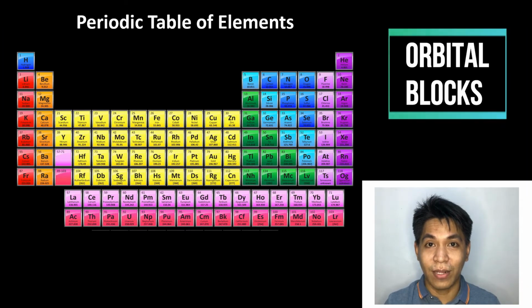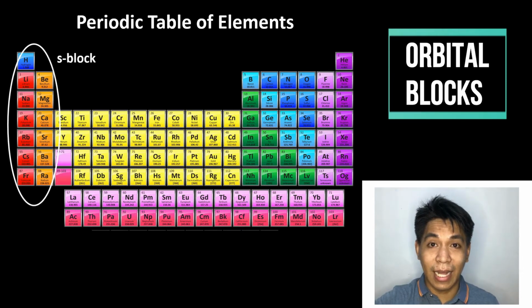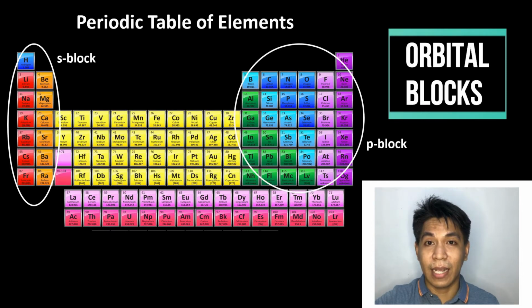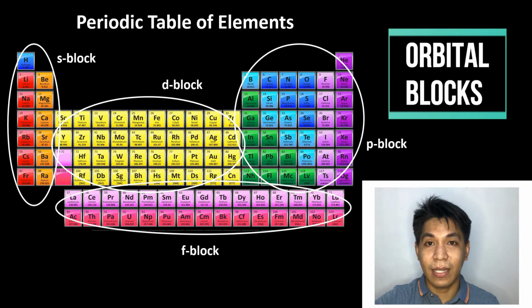If you are going to write all the electron configurations of all the elements, you will notice that the elements on this side have the s orbital as the last orbital in their electron configurations. The elements on this side have p orbital as the last orbital in their electron configuration. These elements have d orbital as the last orbital, while these elements have the f orbital as the last orbital in their electron configurations.